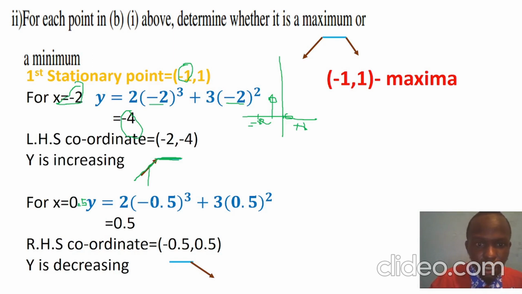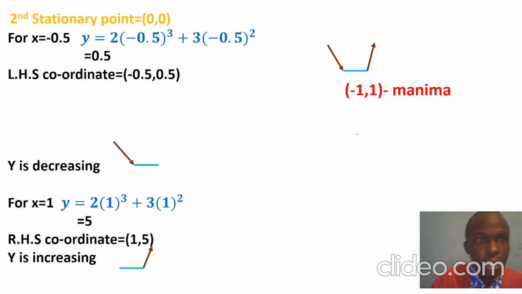Substitute it here, and then you get 0.5. So it gives us a rough idea that it's sloping downwards in that direction, sloping downwards. So this becomes a maxima. It's maximum at that point. So let us look at the next stationary point.